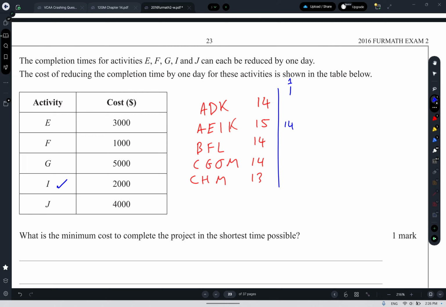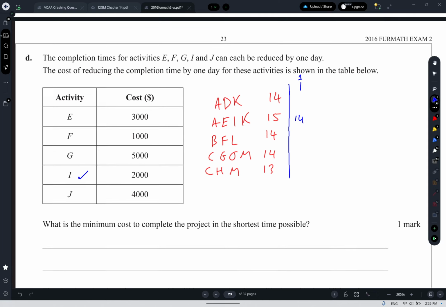Now I need to reduce my ADK, AEIK, BFL and CGJM routes, which are all 14, by 1 if I can. If I reduce activity E, that will do this one. If I reduce activity F, that will reduce this one. If I reduce G, that will reduce this one, and if I reduce J, that will reduce this one. But for the route ADK, which has a duration of 14, there's nothing on that route that I can reduce. So none of these activities can be reduced.